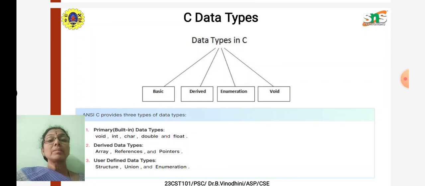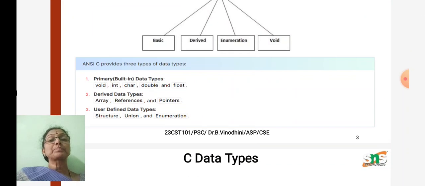Next one is the derived data type. Derived data types are array, references and pointers. Next, the third one is the user defined data type. As a user we can define what the data type, what the state variables should contain. For example, the user defined data types are structure, union and enumeration. So this is the basic classification of data types.